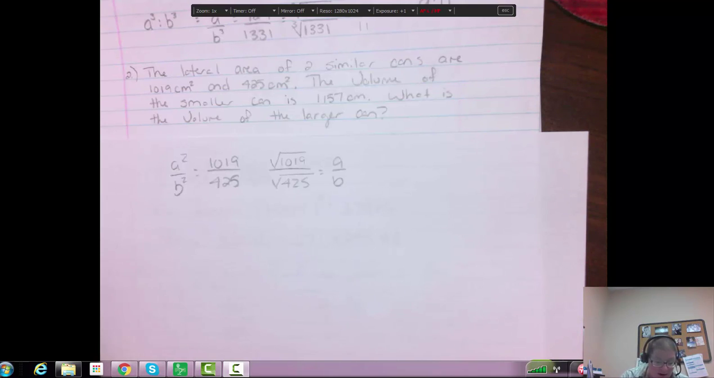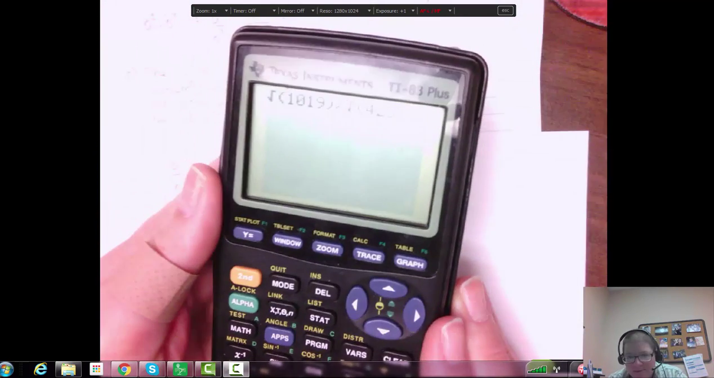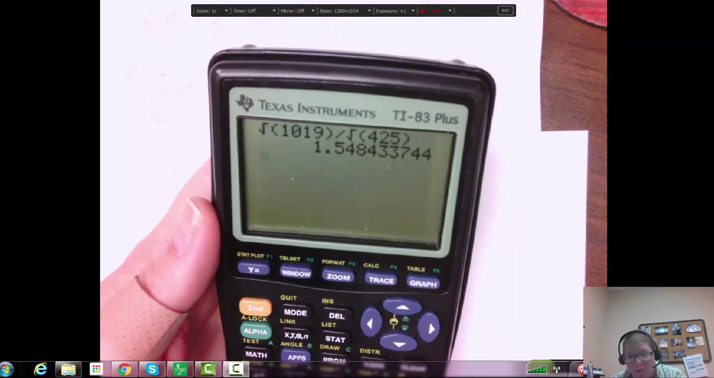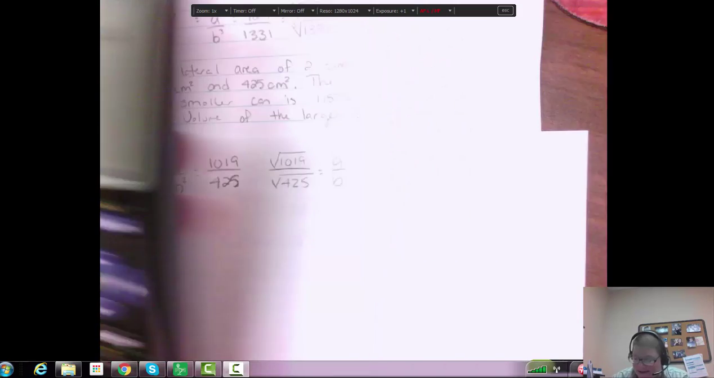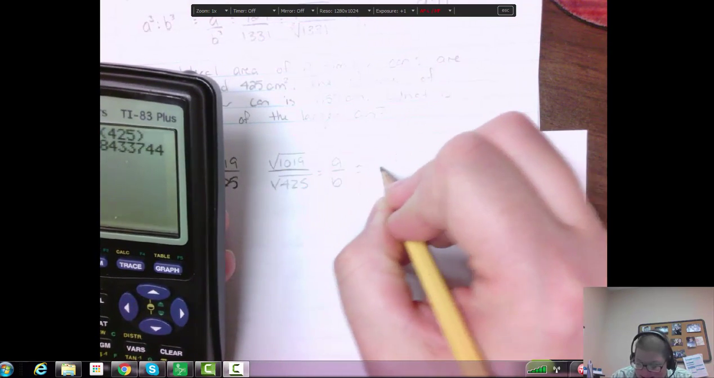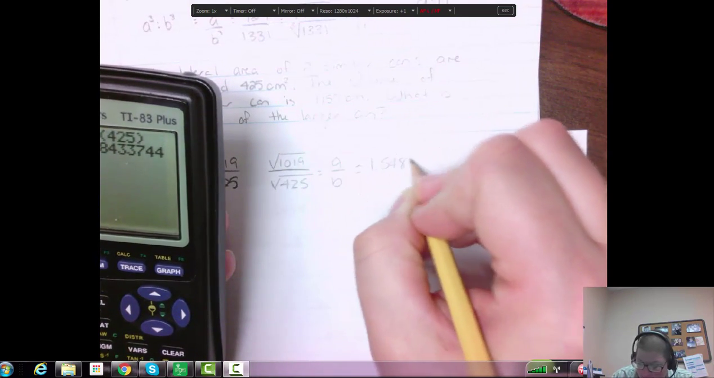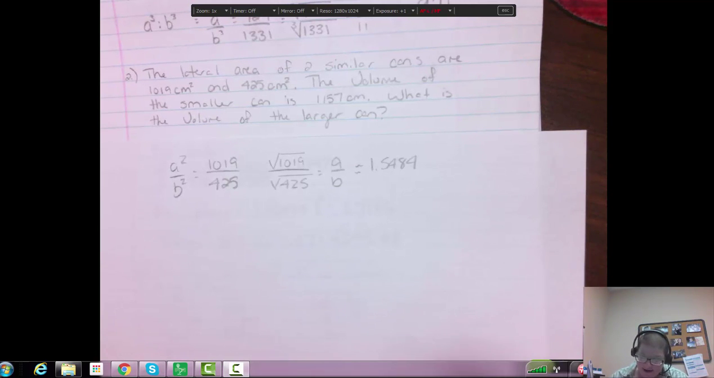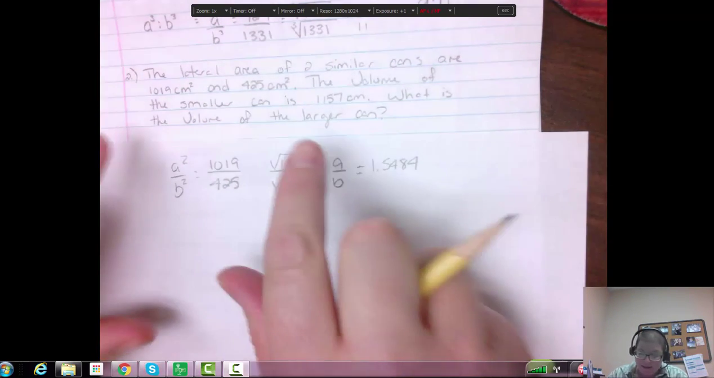So I'm going to do the square root of 1,019, and I'm going to divide that by the square root of 425, and I put that in the calculator just like this. Square root of one divided by square root of the other, and that's about 1.548. So it isn't very pretty. So we're going to estimate this at 1.5484. That is our scale factor. So it's 1.5 bigger.